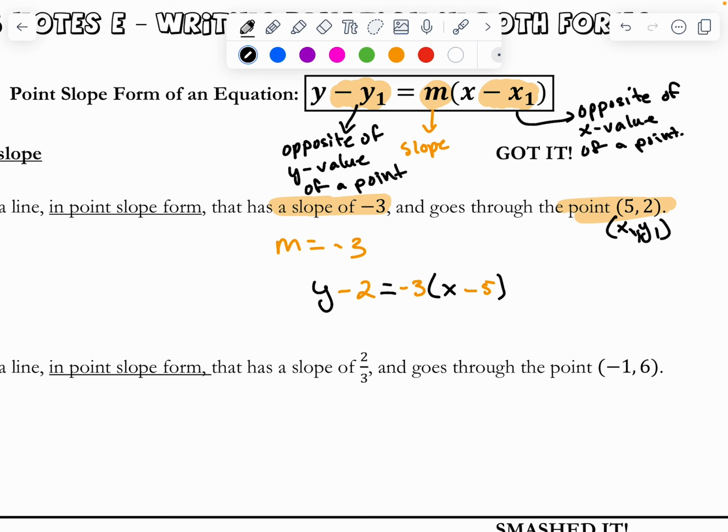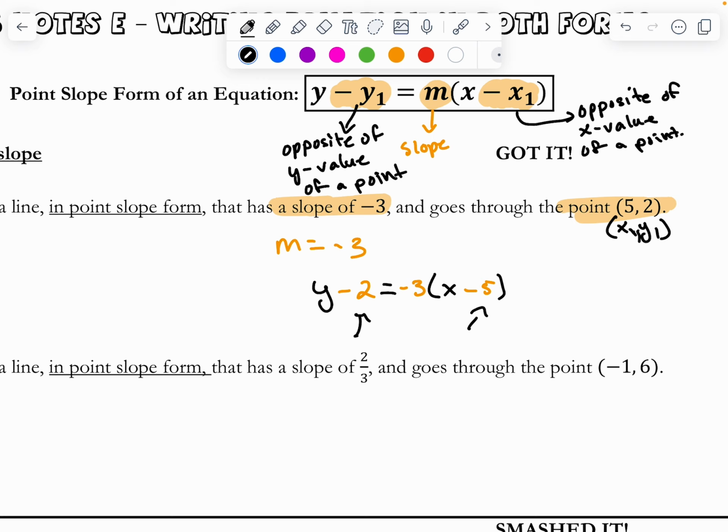It's not super difficult, but it does take some getting used to. We have to know that slope is m and that the points that you're going to have in your equation are always going to be opposite of the points that you have. I do see a lot of students plugging in 5 first and then 2. Unfortunately, the way that this formula is written, you should be writing it in y minus y1.